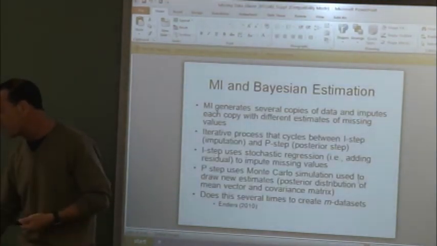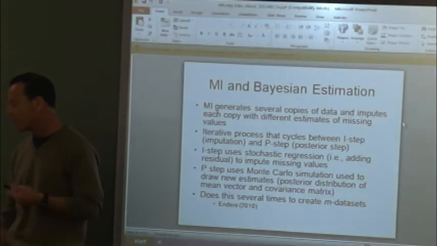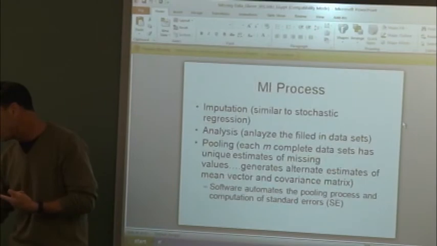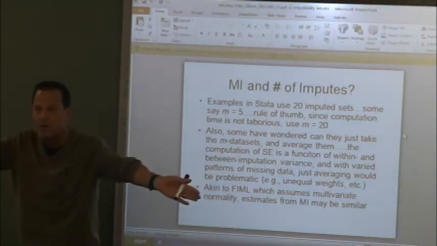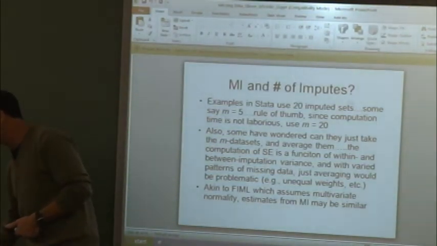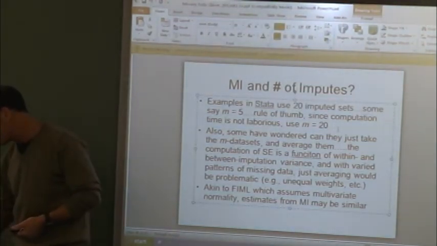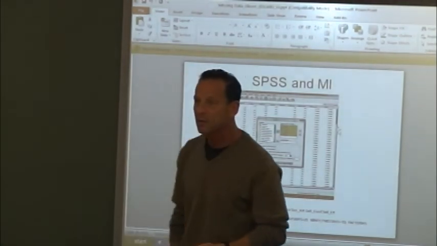And that's multiple imputation. It generates several copies of data and imputes each copy with different estimates of missing values. So it goes through a cycle, and basically it fills in the data sets, combines the data sets, and the software computes the proper standard errors across these data sets. Some people say you should have at least 50 data sets. Some say as low as 5.